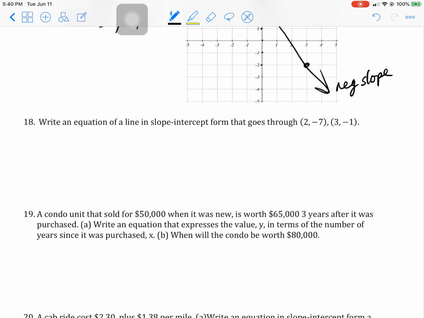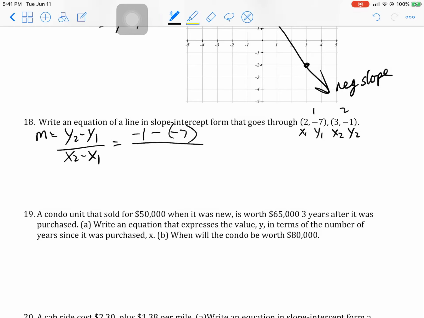18 says, write the equation of the line that goes through these 2 points. So the slope formula, m equals y's over x's. 2's first. Okay, so x1, y1, x2, y2. I've chosen this to be point 1 and this to be point 2. So I'm going to plug this in here. -1 minus -7 over 3 minus 2. -1 plus 7 is 6, over 1 is 6.